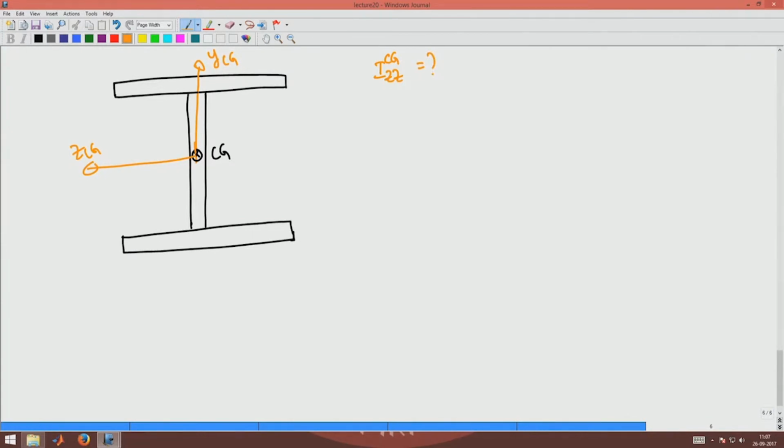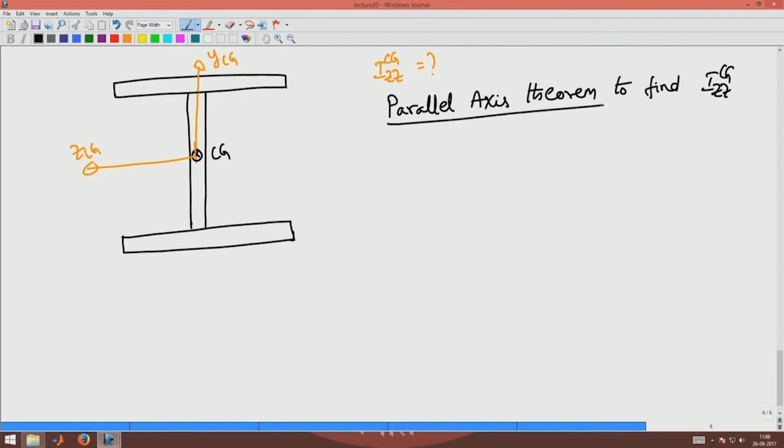Here what we make use of is what is called the parallel axis theorem to find the moment of inertia. We are going to use the parallel axis theorem to find IZZ about the central axis. What does the parallel axis theorem state?